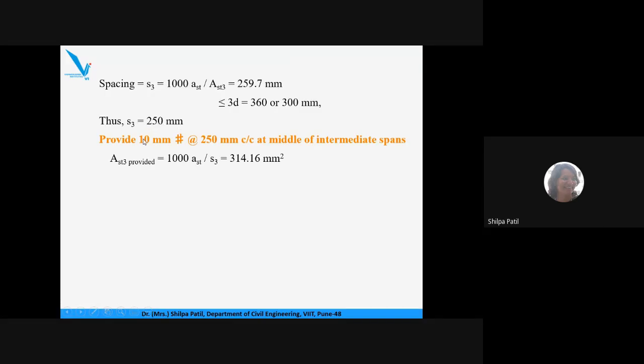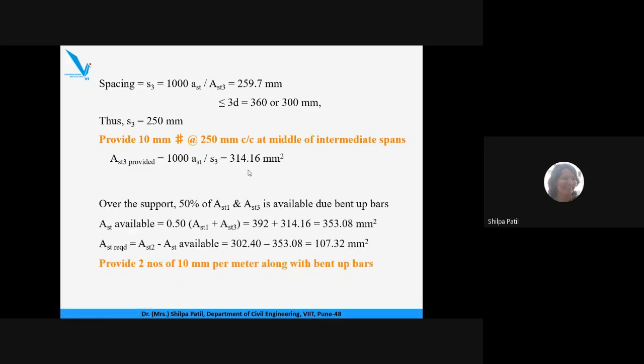So for the middle slab, that is for S3, we are providing 10 mm diameter bar at 250 mm center to center at the middle or intermediate spans. Now based on this 250 mm value, the provided area of the steel is calculated here. Now, the most important, over the support.